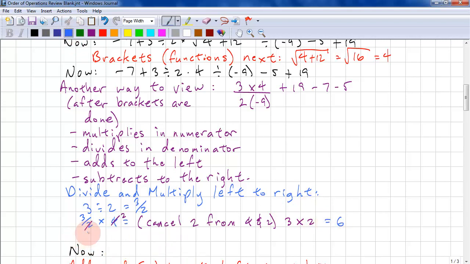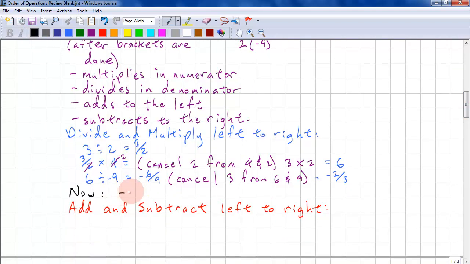So we carry on to the next operation. 6 divided by negative 9. And that gives us minus 6 over 9. And we can cancel 3 from the numerator and denominator. So that gives us negative 2 over 3. So now we have minus 7, minus 2 over 3, minus 5, plus 19. And we add and subtract from left to right.